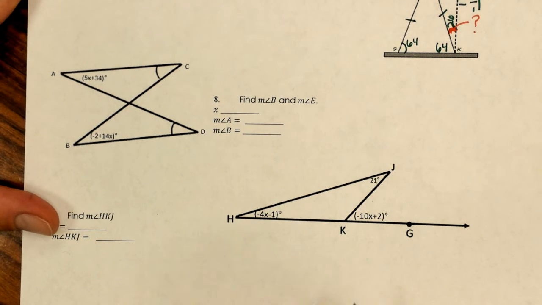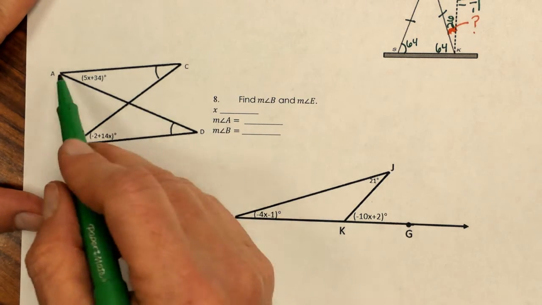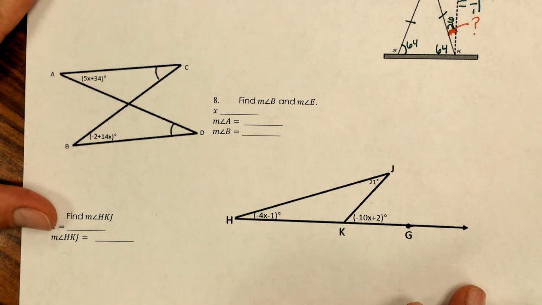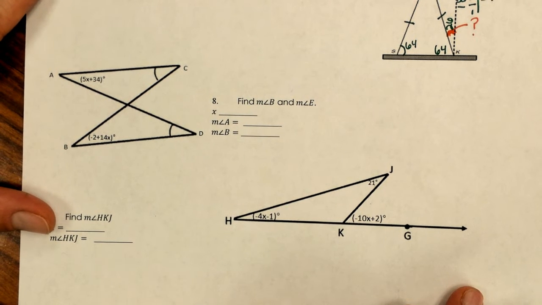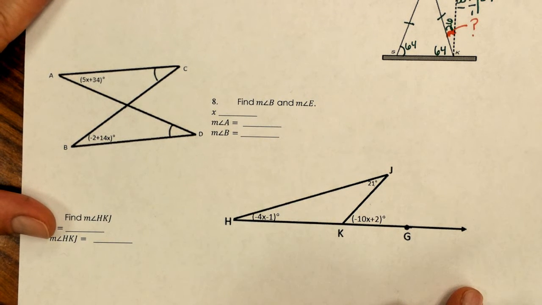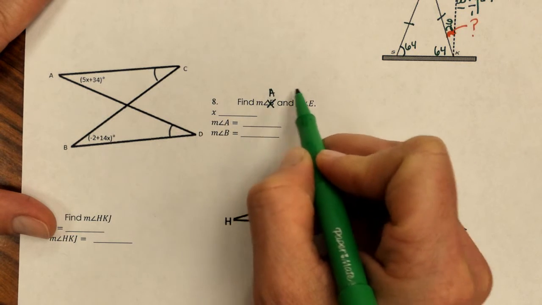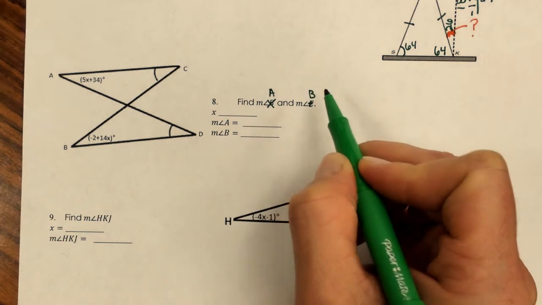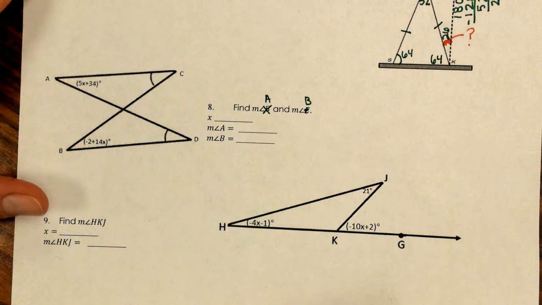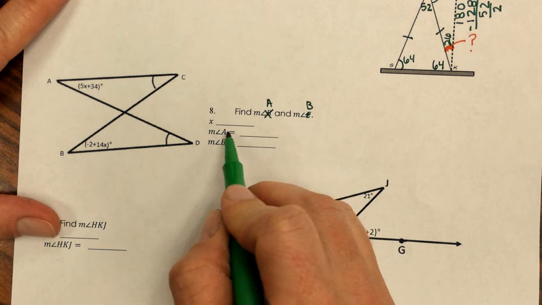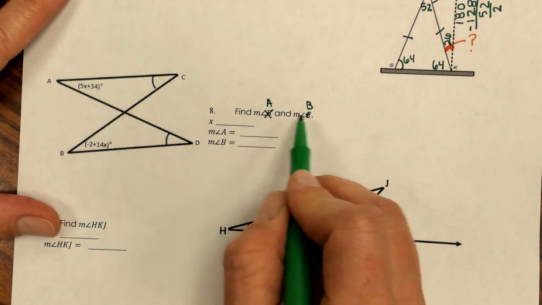All right, on to the next one. So I have this little picture here. Looks kind of like a bow tie. And it says find the measure of B and E. That must be a typo. I think it means we want A and B. Okay, here we go. So they really meant A and B. It just wasn't changed up here.